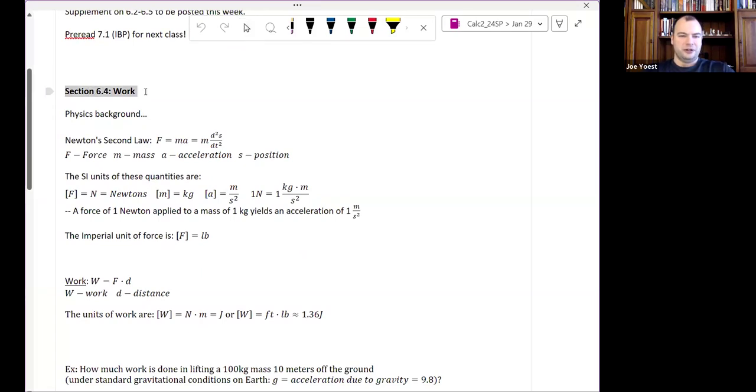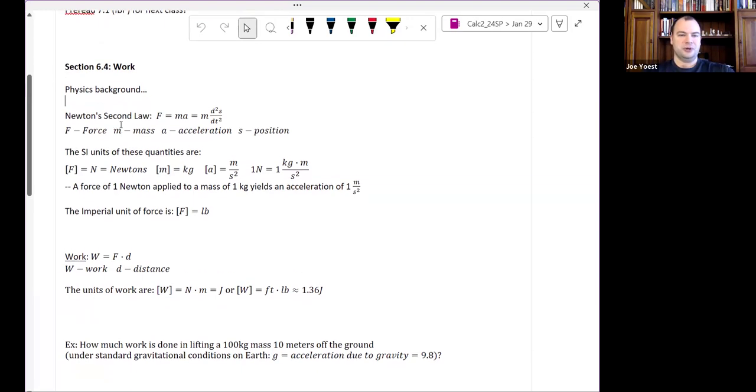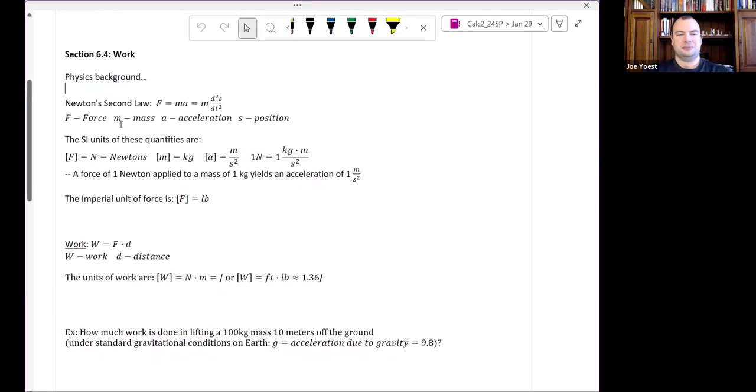So section 6.4 on work, the physics concept of work. Super interesting concept, super important concept. You can look into things like the work energy theorem and so on. Very important ideas, work, force, and so on, relating to basic physics and more advanced physics. So what is the physics background of the idea of work?